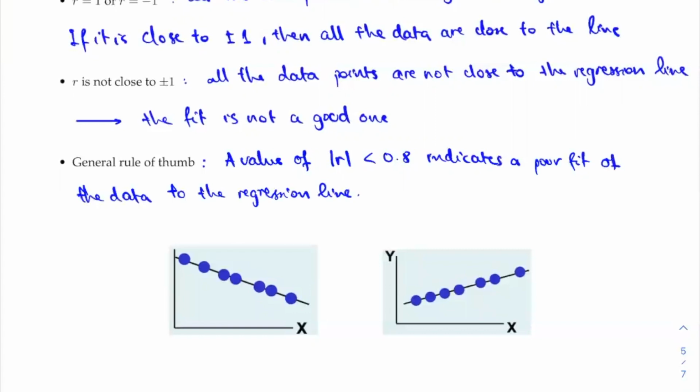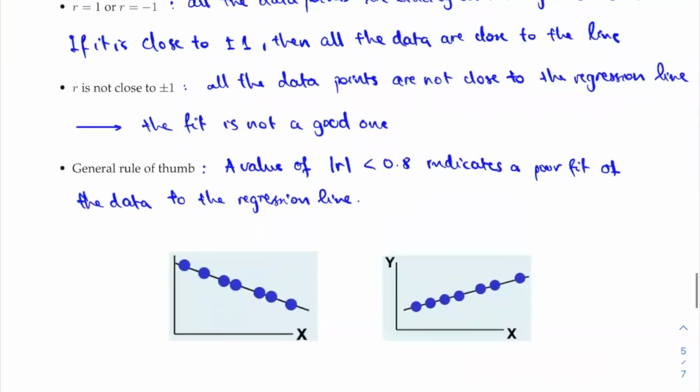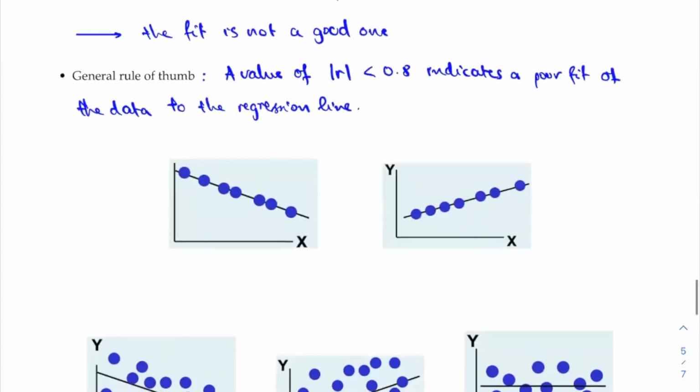All right, so here is the geometric explanation for the different values of R. In this picture, all the data points fit exactly on the line and the line is going down. So this is the case of R equal to -1. In this picture, all the points line up exactly on the regression line and the line is moving up. This is the case where you have a positive slope, or R equal to 1.